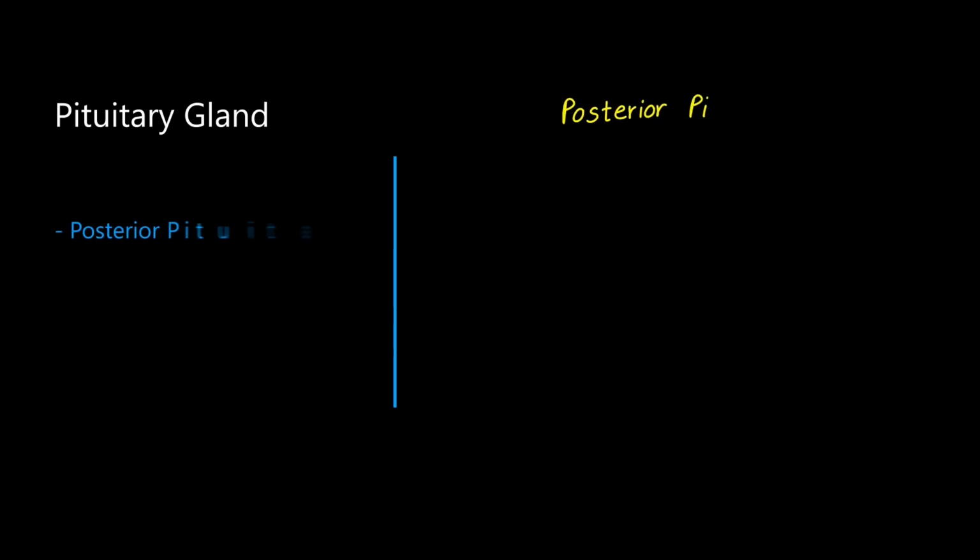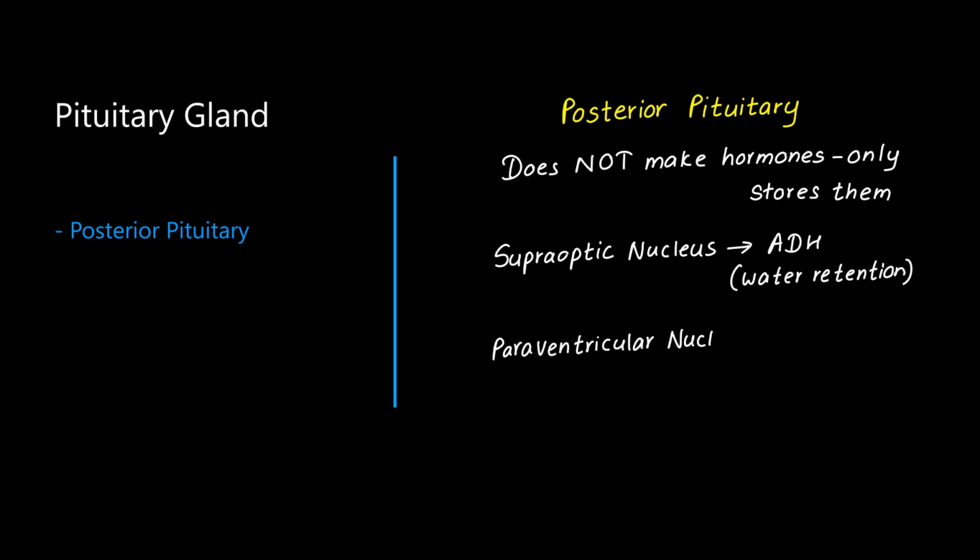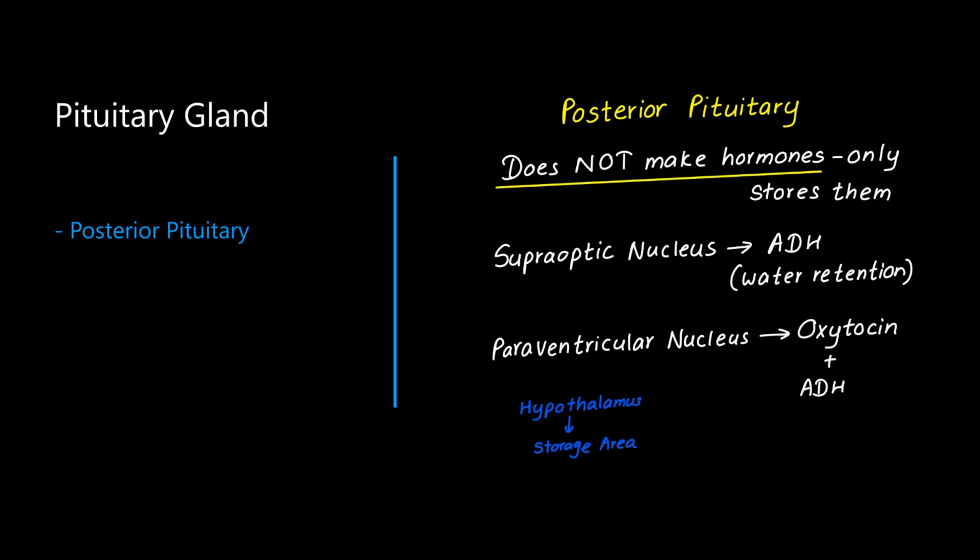The posterior pituitary works differently. It does not make hormones at all. 2 nuclei in the hypothalamus do the manufacturing. The supraoptic nucleus makes ADH, also called vasopressin, which tells your kidneys to retain water. The paraventricular nucleus makes both oxytocin and ADH. Oxytocin triggers uterine contractions and milk ejection.